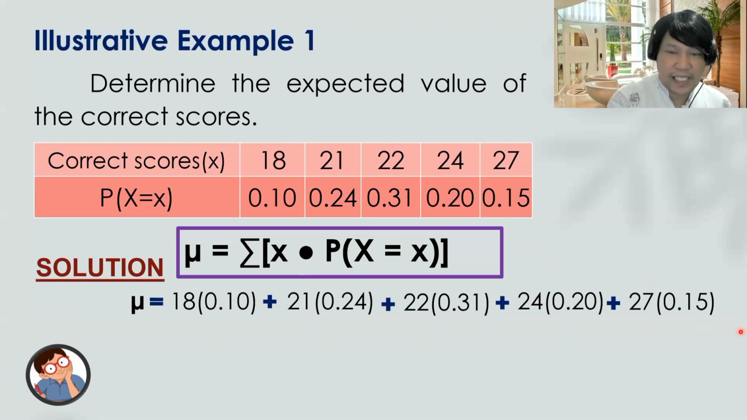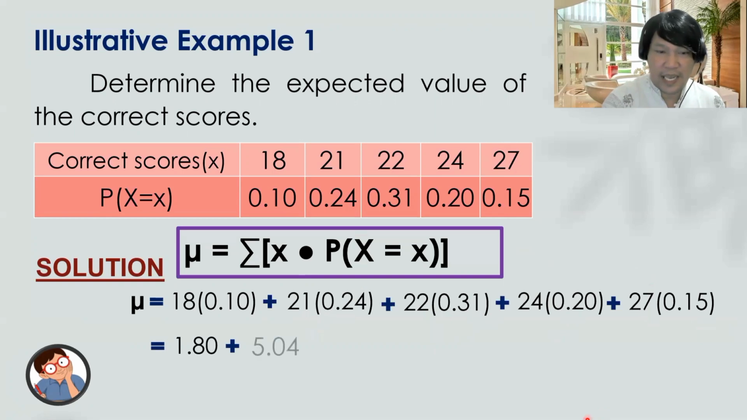Then after you get the product, then you have to get the sum. We do have 1.80, 5.04, 6.82, 4.80, 4.05.